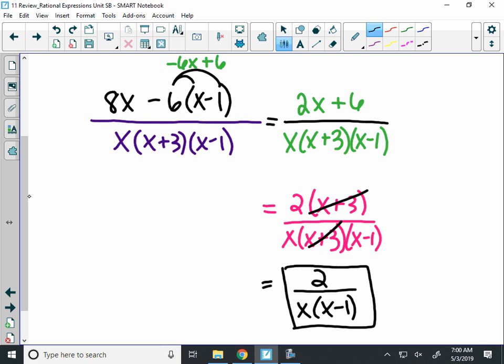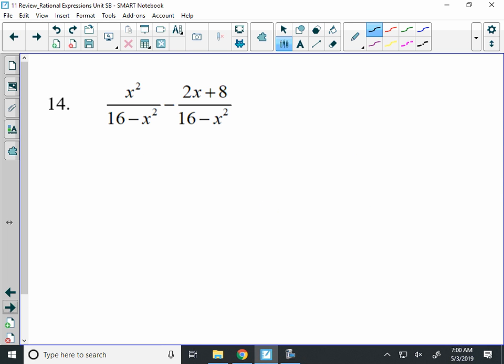All right, we just have a couple more. Let's look at 14. Again, we are subtracting here. All right, so the nice thing about this problem is, look, when I'm subtracting, I actually already have a common denominator. 16 minus x squared, 16 minus x squared. So what that gives me, or allows me to do, is from the beginning to subtract the numerators.